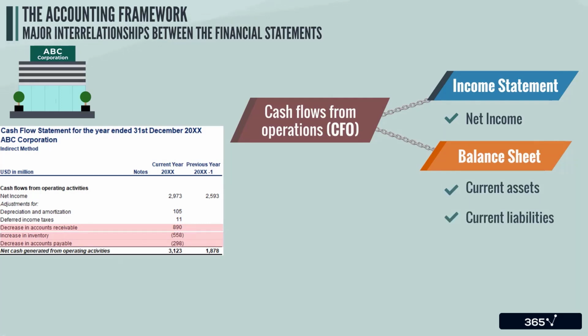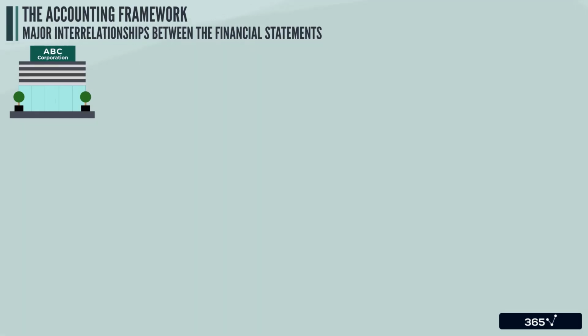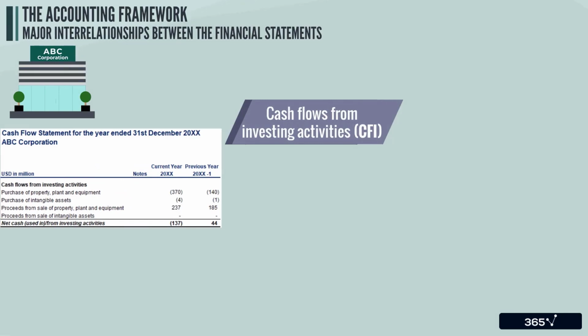An important point to remember is that changes in current assets and liabilities result in cash inflows or outflows generated in the same reporting period. Similarly, we prepare a cash flow projection by looking at the budgeted balance sheet and expected changes in working capital. Good job! The next section is cash flows from investing activities, or CFI.